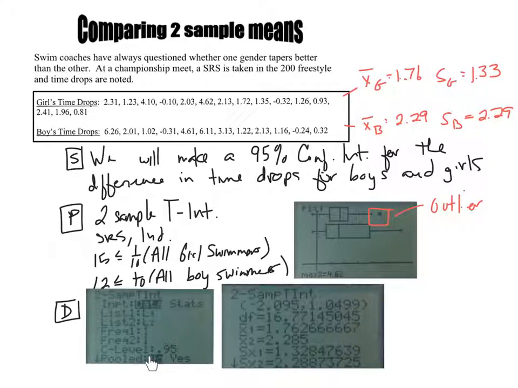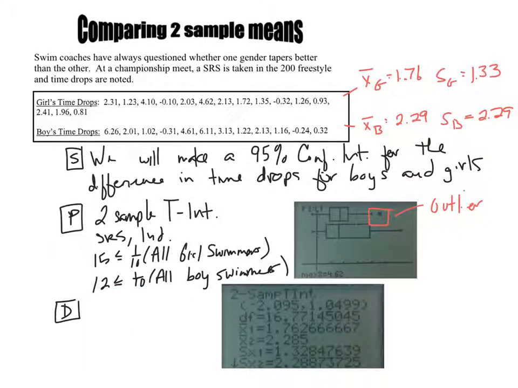This is a special kind of situation where we assume that they have the same kind of spread and deviation. We're not ever going to assume that, so you can leave that as no. You hit calculate. There's our interval. So let me create a little room for myself to write: negative 2.095 and 1.0499.